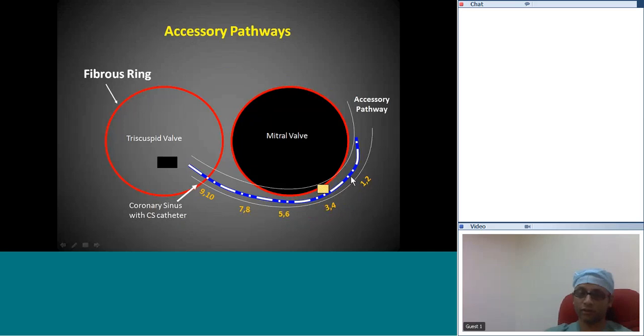It is a decapolar catheter, and it has different recordings. Normally it is from 1 to 10. 1, 2 is the distal most, that is in the left free wall. 3, 4 again is in the left free wall. 5, 6 comes nearly to the septal side. 7, 8 is almost towards the right ventricular side or the right atrial side, and 9, 10 is near the CS ostium. So the coronary sinus activation will give you a good idea if there is any accessory pathway. Let's imagine the accessory pathway is in the left free wall. Then the earliest activation would be in CS 3, 4.